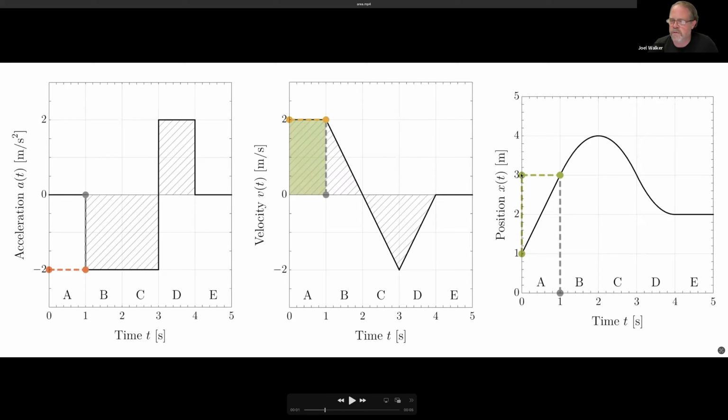It's gone from 1 to 3. There's been a positive change in position of 2 units. Let's stick with the velocity to position curve, but let's move now into segment B. Now we're slowing down. Oh, we're starting to see some area accumulated under this plot as well.